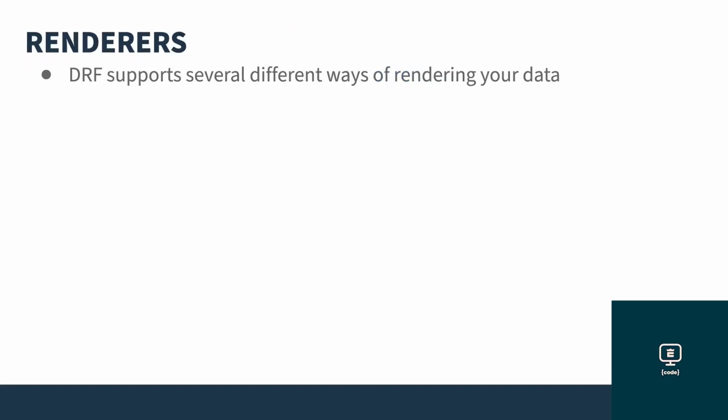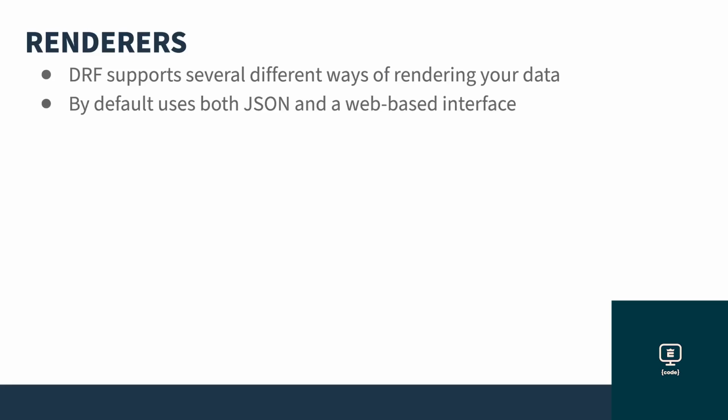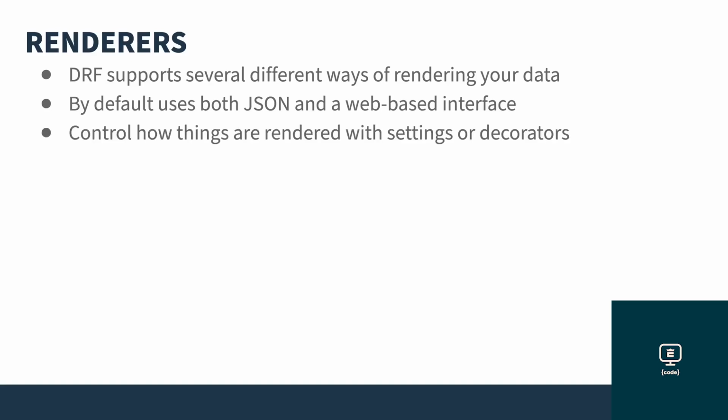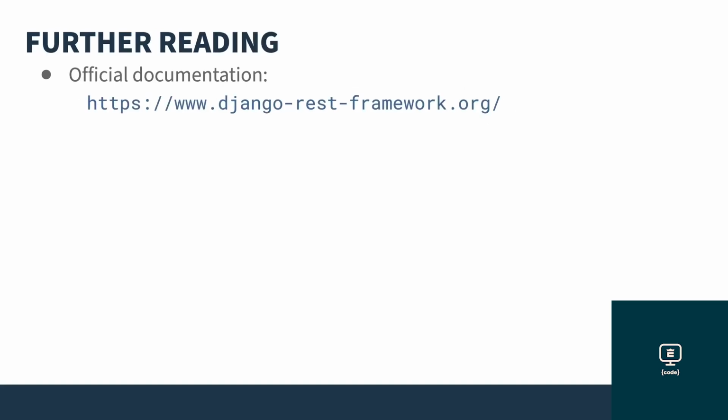The DRF response object takes information out of the serializer and turns it into a payload. It does this through a renderer. DRF supports several different ways of rendering your data. By default, it gives both a JSON and a web-based interface for your payloads. You can also control which renderer is being used and how things are rendered through changing settings or decorators of your views. For further reading and minutiae on the DRF, go to the Django REST Framework website.